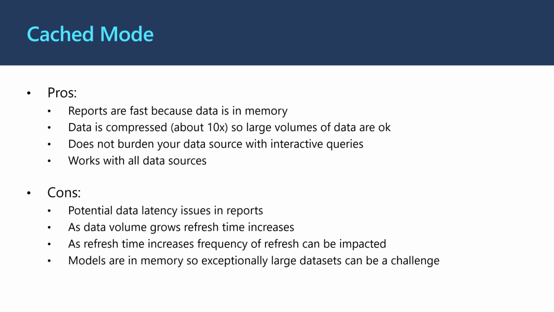So digging into these individual storage modes. Cached mode, we already talked about a little bit, but it's important to call out that cached mode is how you're going to get your fastest report performance. The reports are fast because the data is in memory. The reason we can get away with that is because of the compression engine, taking large volumes of potentially relational data or CSV data or whatever and compressing it so that it holds up in memory really well.